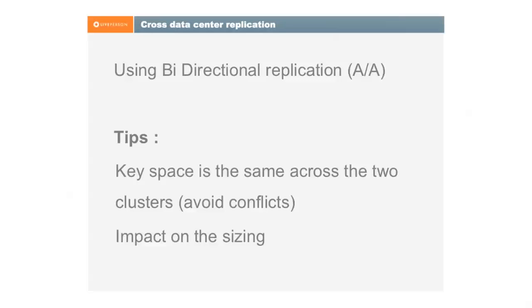But when you do a bidirectional replication, you essentially have source and target. Each cluster is both source and target. So there's an impact on sizing when you're planning to work with a bidirectional replication.